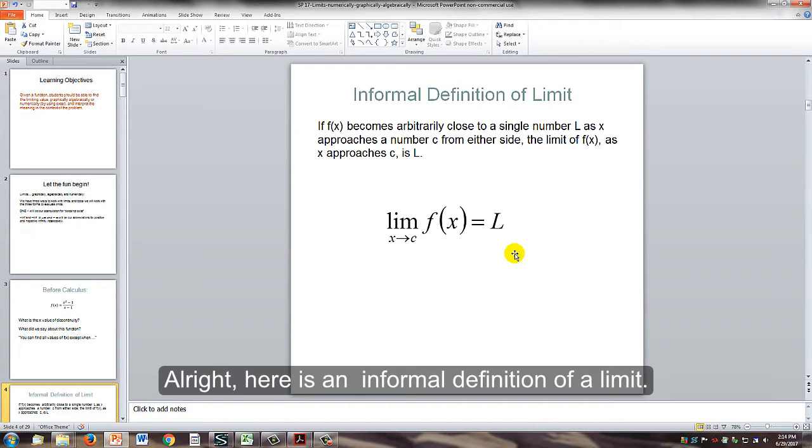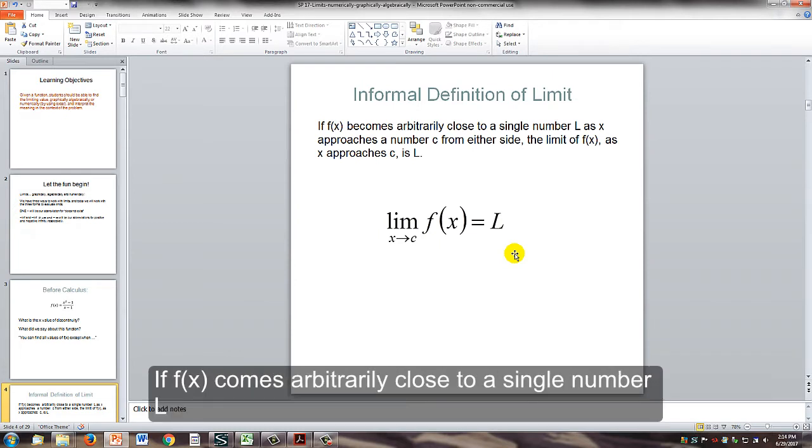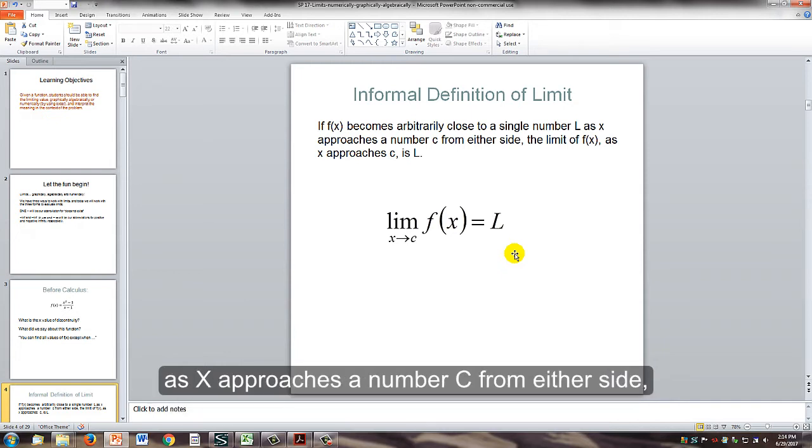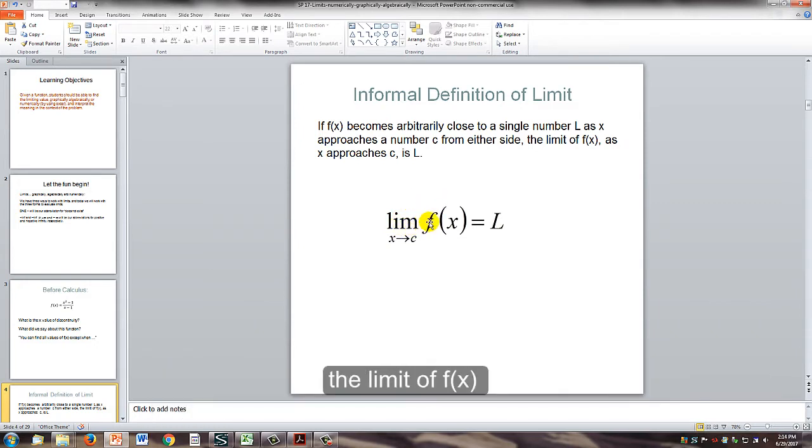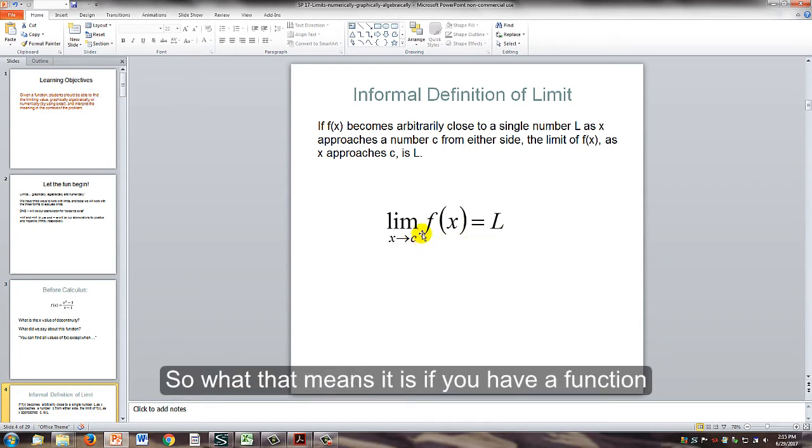Alright, here's an informal definition of a limit. If f of x becomes arbitrarily close to a single number L as x approaches a number c from either side, the limit of f of x as x approaches c is L. This is the notation. LIM stands for limit. So the limit of the function, the limit of f of x as x approaches some number c equals L.